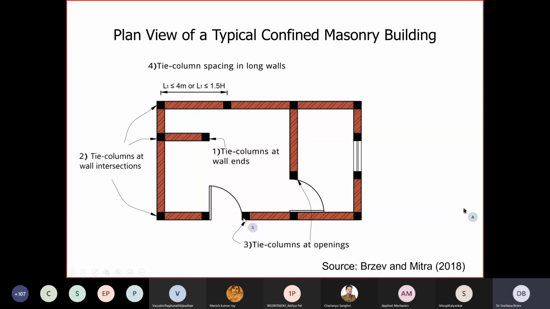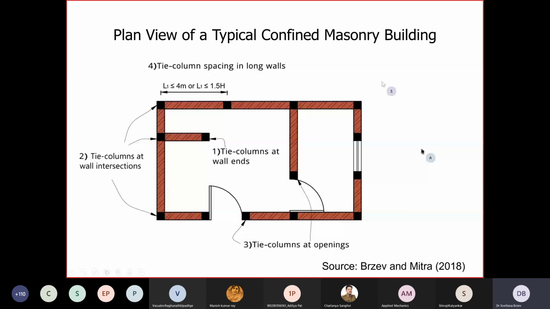The third rule is that tie columns need to be provided at the openings. That means they need to be provided at each side of doors or windows in most cases. And finally, they need to be provided in the middle of a long wall, let's say more than 8 meters long. So at every 4 meters, we need to have a tie column. They are, in some sense, a form of reinforcement for masonry. They are definitely not columns in the same sense as columns in reinforced concrete construction.